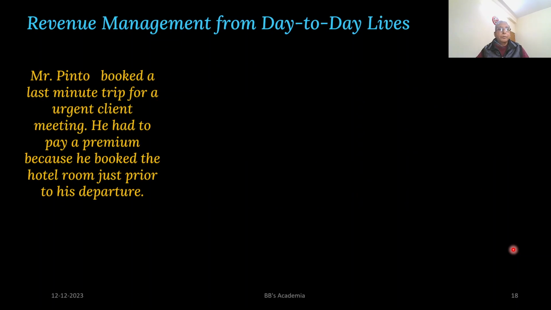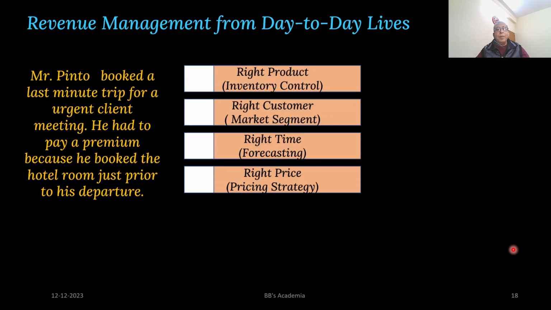Another example, Mr. Pinto booked a last minute trip for an urgent client meeting. He had to pay a premium because he booked the hotel room just prior to his departure. Just think of the moment before it may happen in a business life. So naturally he has booked accordingly. This is the example. He has given more premium and booked a room. So what is the example? Right product, right customer, right time, forecasting, or right price, that is pricing strategy.